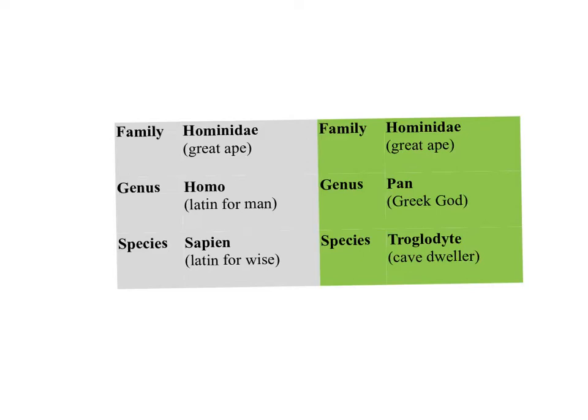On the left, we have species sapiens, which is Latin for wise, and on the right, species troglodytes, which means cave dweller. Troglodyte sometimes is used as a derogatory term, like you troglodyte. So anyway, what we have on the left is a Homo sapiens, which is you and I, and on the right we have a chimpanzee. So a lot of things in common, and that's how they classify life and keep track of it.